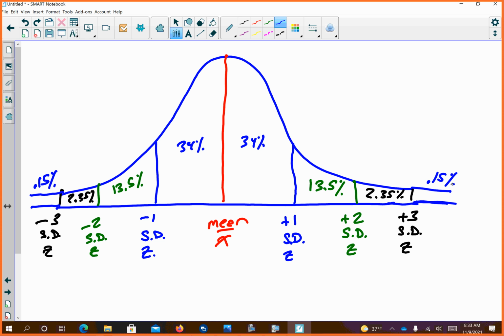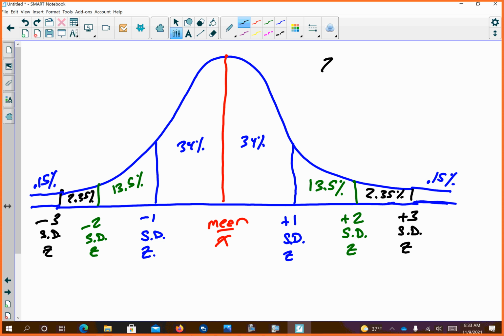Okay, does that make sense? Can everyone understand that? If that stays up there and I say, hey, write the 7 positions on a normal curve, can you do that? Can you copy from here to your paper? Good. All right.